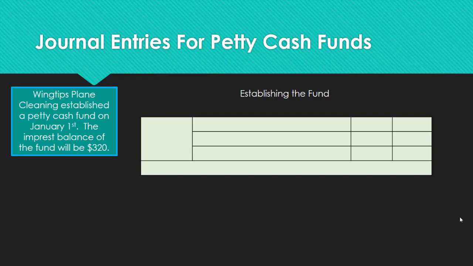So how do we establish the fund? Well, we have to create a separate asset account called petty cash. So petty cash is going to get debited for $320, and we're going to take the cash to put into petty cash out of our general cash fund, our bank account, which means cash is going to decrease by that same $320. And what happened here is we created the petty cash fund.